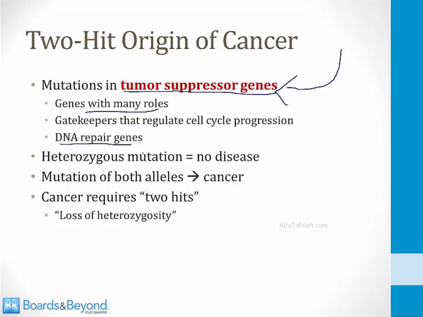And if you have a heterozygous mutation for one of your two copies of a tumor suppressor gene, this will lead to no disease. You need to have mutations of both alleles to develop cancer. And for this reason, it's said that cancer requires two hits, meaning an abnormality in both copies of a tumor suppressor gene. Another way this is sometimes stated in genetic textbooks is that you need loss of heterozygosity in order to develop cancer related to a mutation of a tumor suppressor gene.